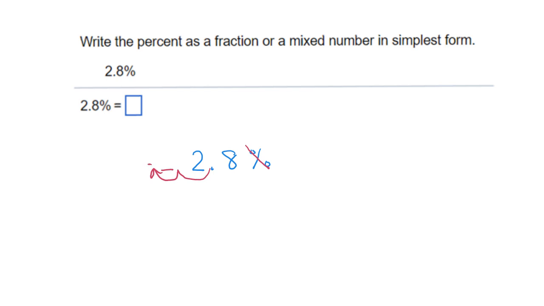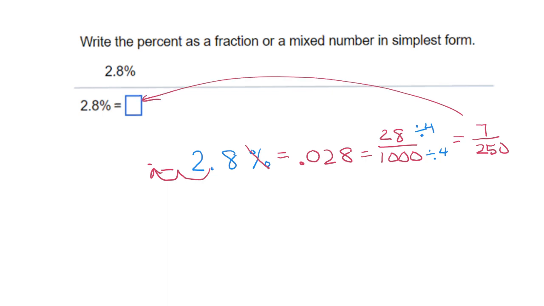So this is where my new decimal would be. This is decimal point 028. And then from there, you can just translate that into a fraction, which is 28 thousandths. Then reduce both of these by dividing by 4, which should go into both. Your calculator will reduce this fraction for you, and your final answer should be 7 over 250. That would be the fraction form that you would place in as your final answer.